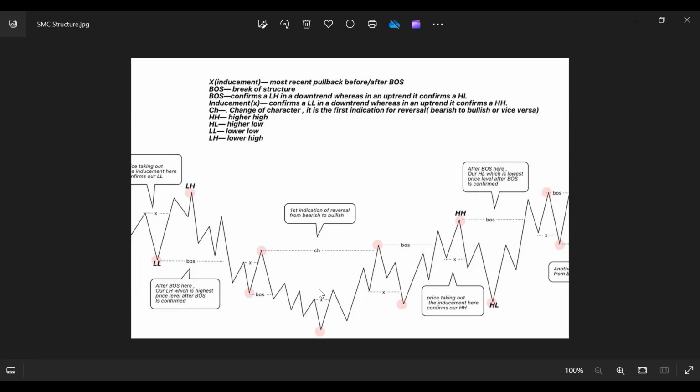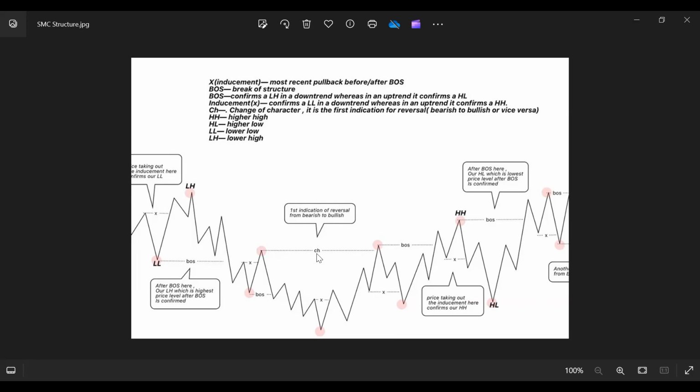Then these are just pullbacks. At this point, the market has taken out the inducement and confirmed its low. This is our high. Then again, as you can see, these are just pullbacks. Once the market breaks out the high to the upside, it creates a change of character. It's generally an indication of a trend change.